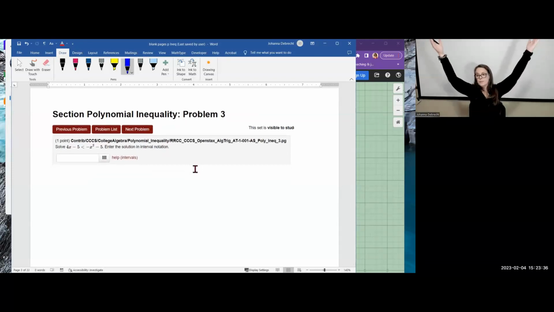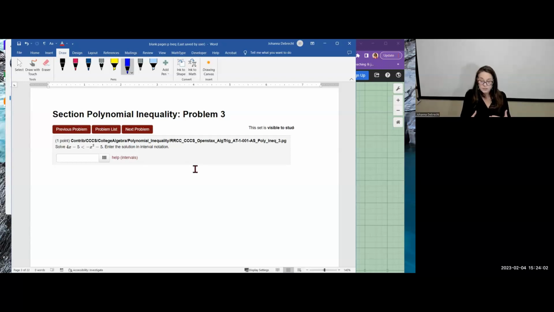So remember, the parabola basically opens up like this, and then we've got the line like this. In this case, we want the line 4x minus 5 to be below the y values on the parabola, negative x squared minus 5. Now, the parabola is going to open down because of the leading negative. So we want the line to be below the parabola. Let's go ahead and solve this one first.